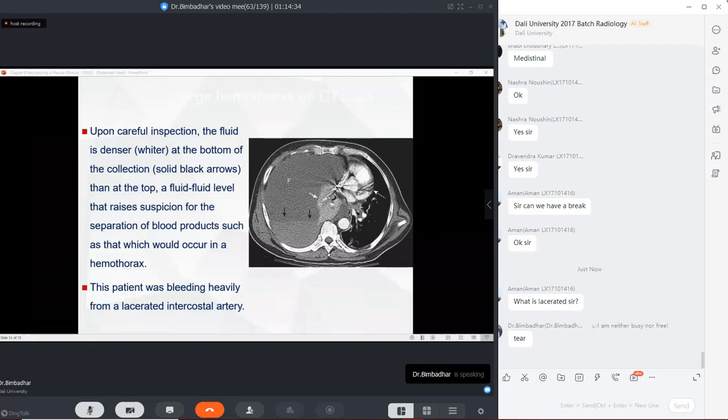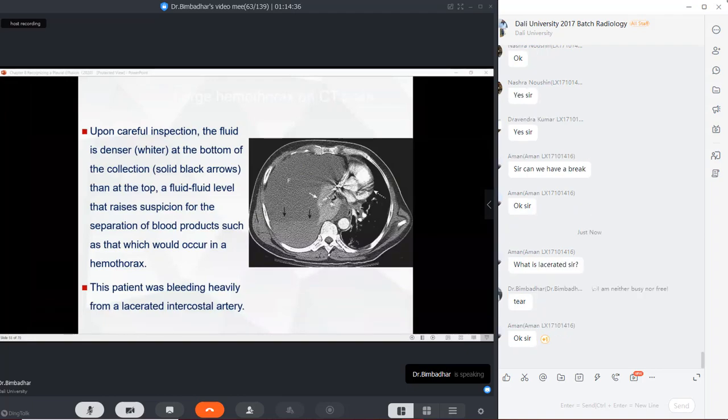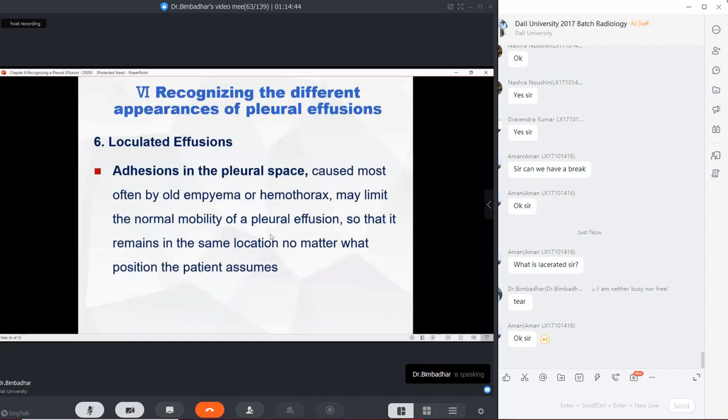Any kind of blood vessel, if it is being torn, we call it lacerated. Lacerations mean cut out or completely destroyed, right? So now, loculated pleural effusions, this is the last type, I guess.